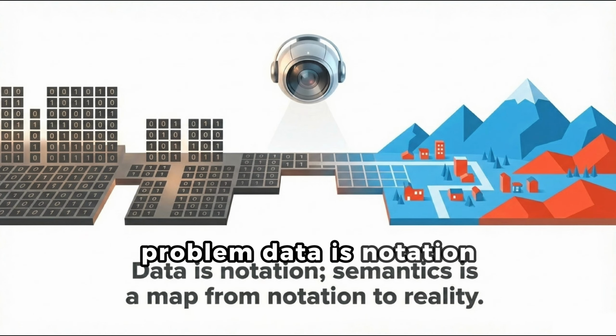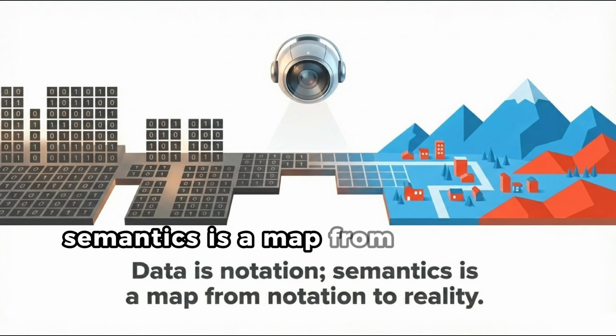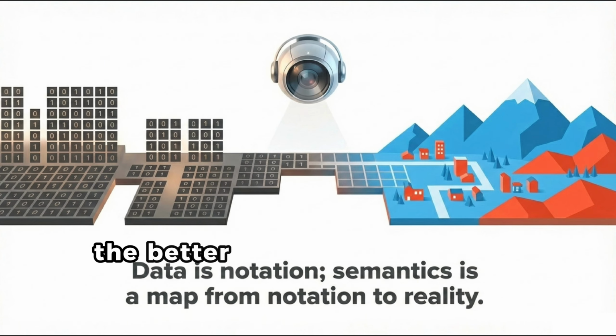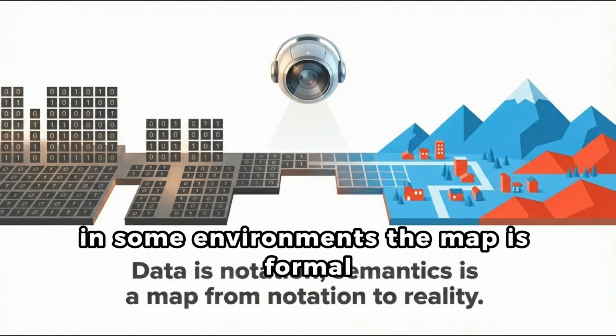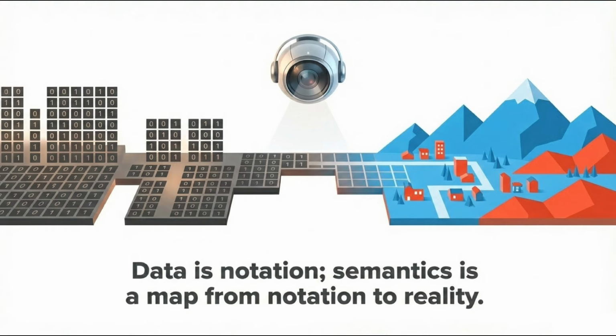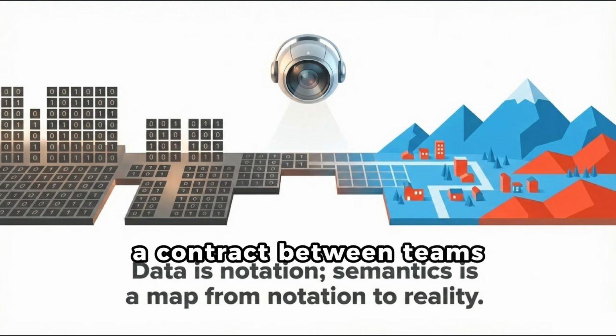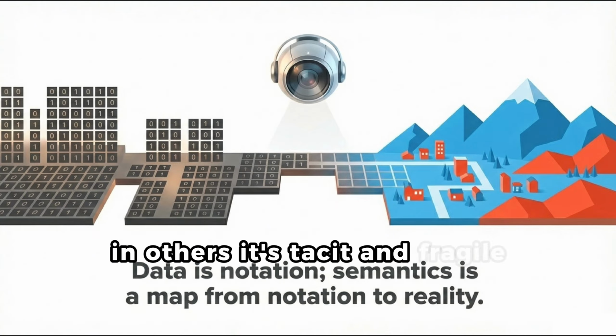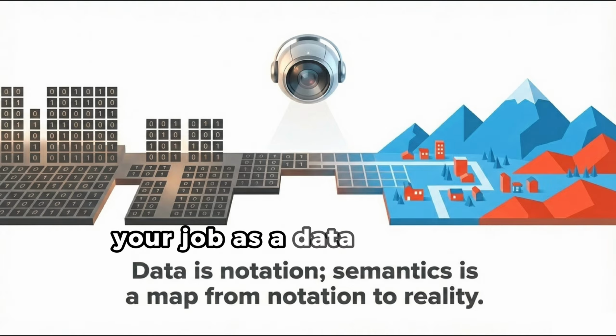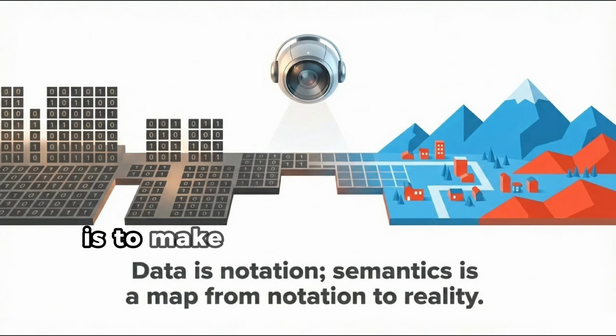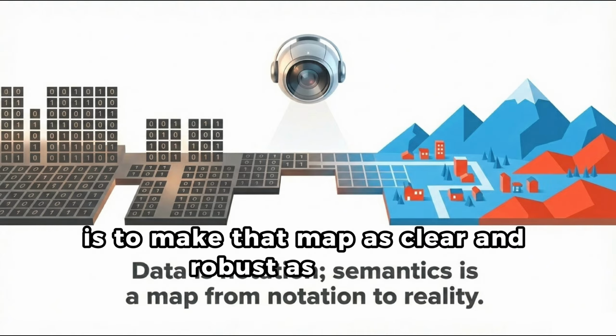It's also helpful to think of semantics as a mapping problem. Data is notation. Semantics is a map from notation to reality. The better that map is specified, the fewer surprises you'll encounter. In some environments, that map is formal: a schema, an ontology, a contract between teams. In others, it's tacit and fragile. Your job as a data creator or consumer is to make that map as clear and robust as you can.